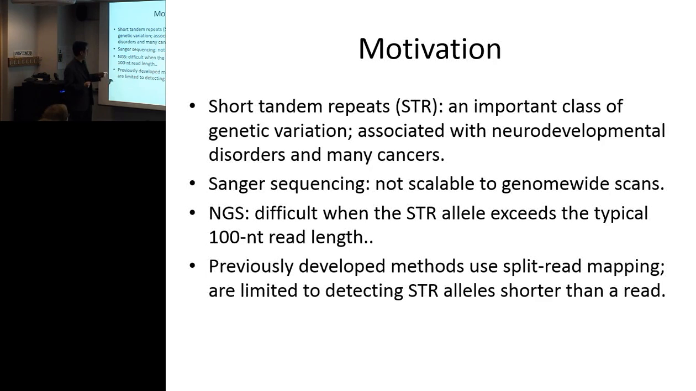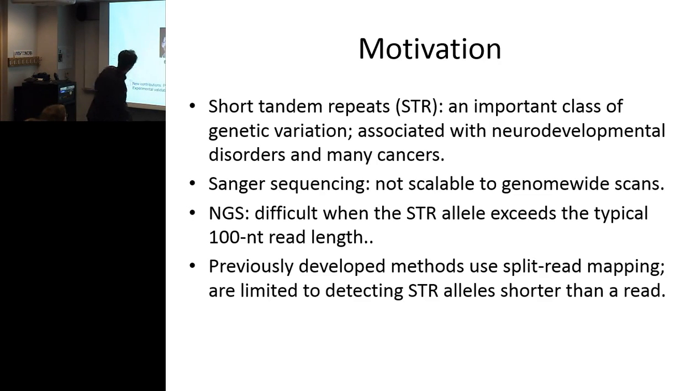So there were two previously developed methods, now there are three. So it's still quite specialized. I can only locate three publications talking about methodology. They use split read mapping, therefore can only detect short alleles, shorter than a read.